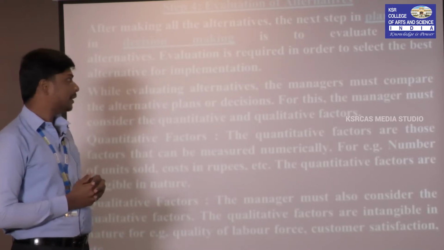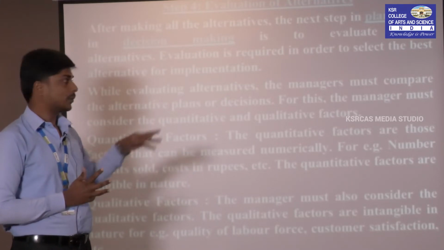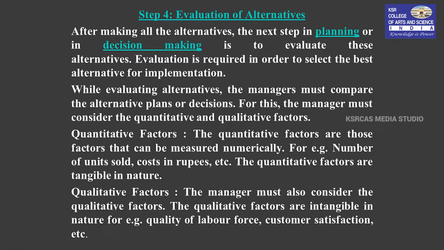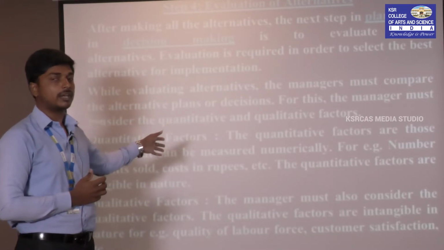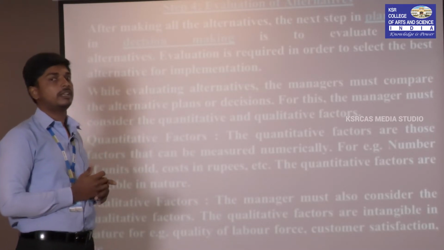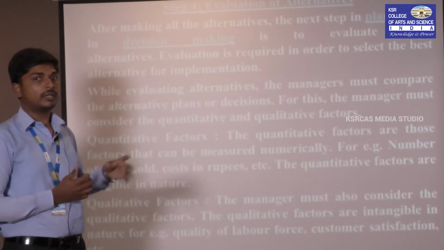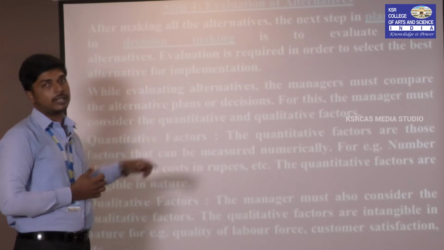While evaluating alternatives, the manager must compare the alternative plans or decisions, and compare them with decisions for previous problems. For this, the manager must consider quantitative and qualitative factors. Let's see the quantitative and qualitative factors. What are the qualitative and quantitative factors regarding the evaluation of alternatives? How are the alternatives evaluated using these two factors?